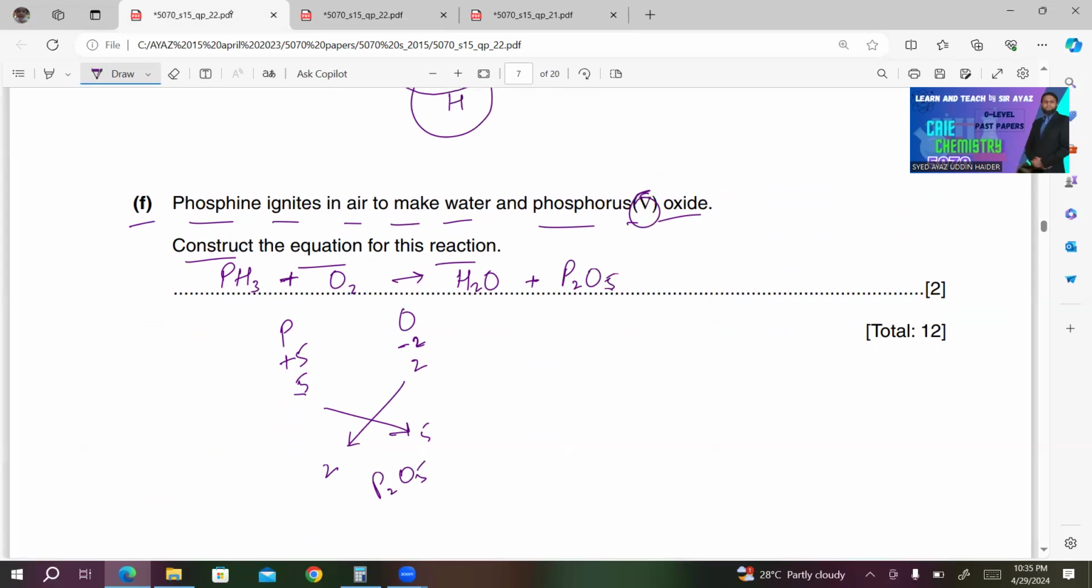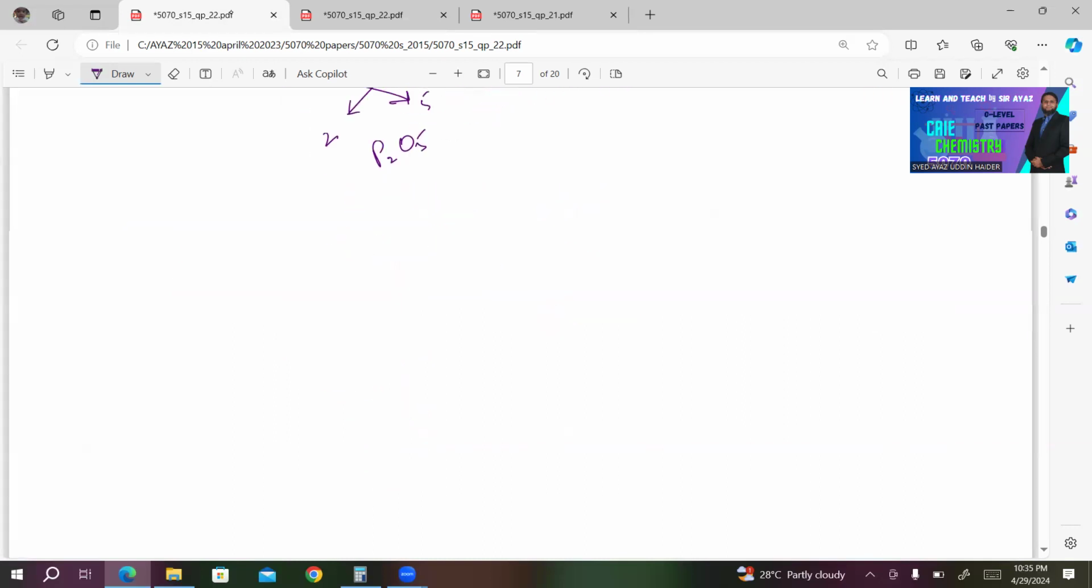Now, if I balance the equation, I will write 2 here before PH3 in order to balance phosphorus. What about hydrogen? Hydrogen becomes 6. So I have to place 3 here. Hydrogen is balanced. What about oxygen? On the right hand side, you have oxygen 3 plus 5. It's 8. So you have to write 4 here. It's balanced now.